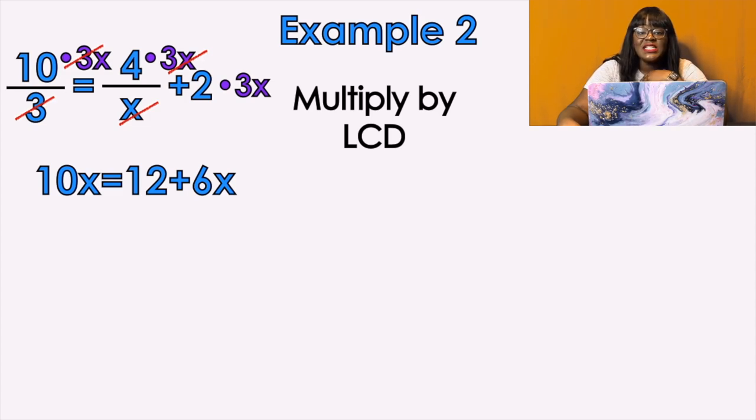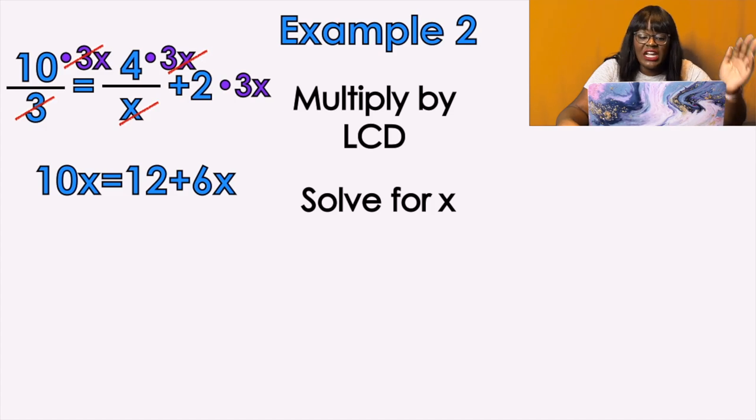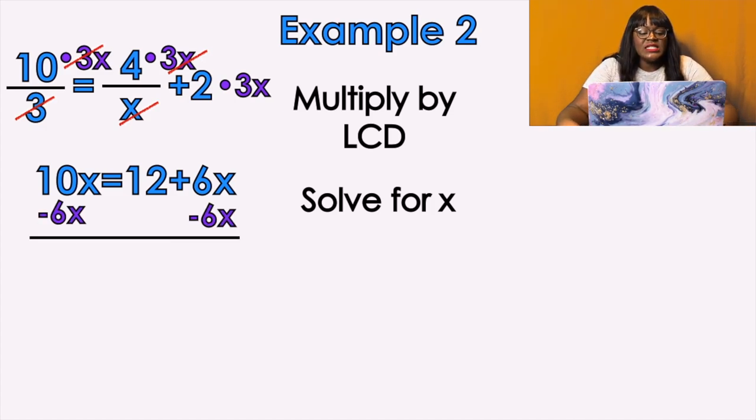Okay? So I just need to get my x's on the same side when I'm solving for x, right? So that 6x, we're going to move it to be with the 10x to solve equations like when you was in 7th grade and 8th grade, right? Minus 6x. 10 minus 6x is 4x. And then the 12, we just left it alone. So we just brought it down.